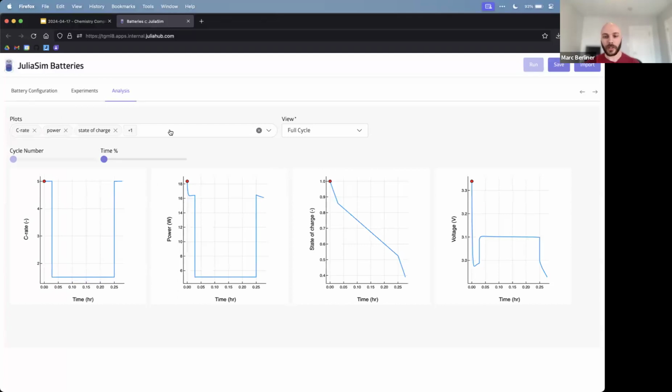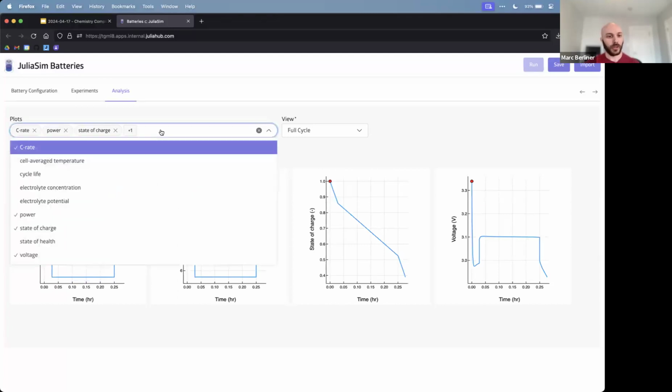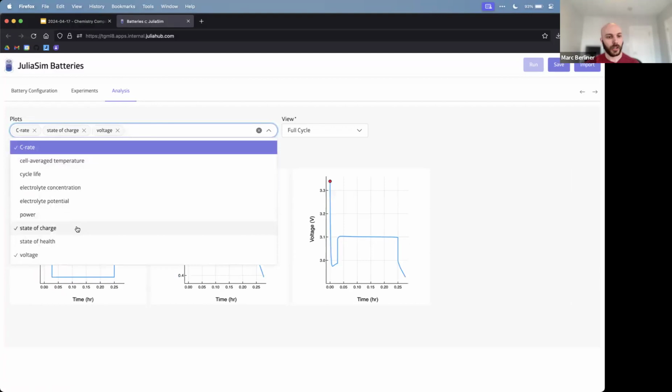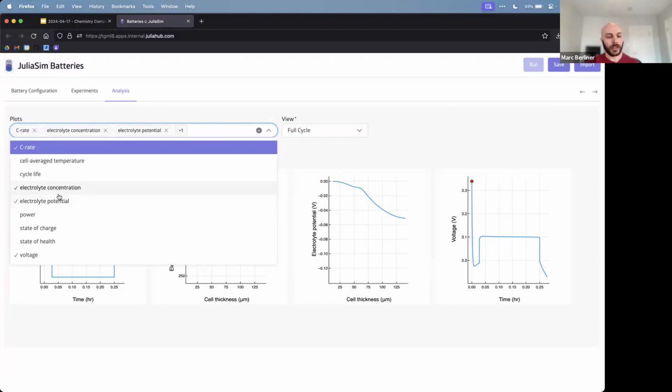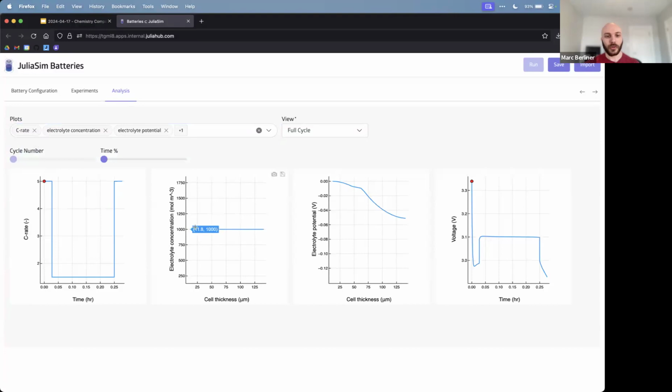So we can view other metrics. We don't just have to look at power or state of charge. We can look inside the battery and in the electrolyte. We can view these electrolyte concentrations and the electrolyte potentials, and this shows you a 1D plot going across the length of the cell, starting at the left here from the anode to current collector interface, moving through the separator, and then over to the cathode to current collector interface.